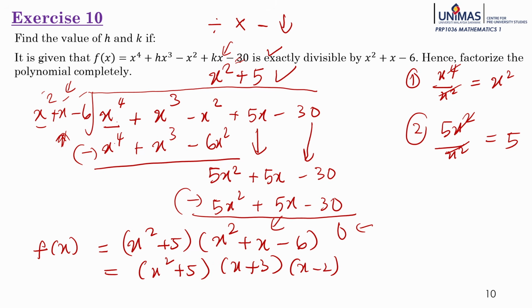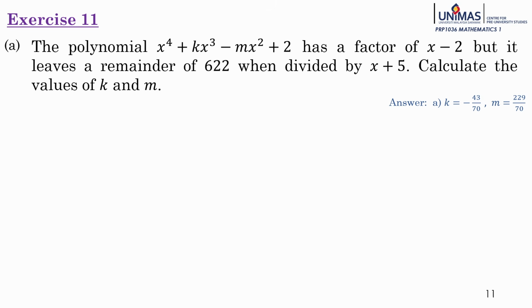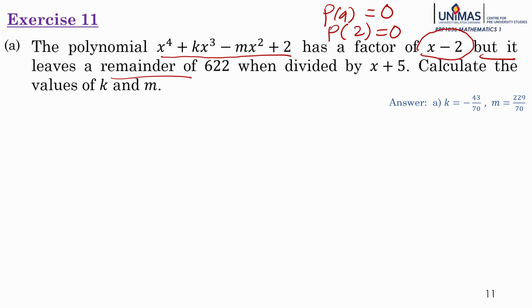Okay, so this is how to factorize the polynomial completely. See exercise 11a. This polynomial has a factor of x minus 2. Remember, factor means P(a) equals 0, so the value of a is 2. But it leaves a remainder of 62 when divided by x plus 5, so that means P(a) equals r. So the value of a is negative 5 and r is 62.